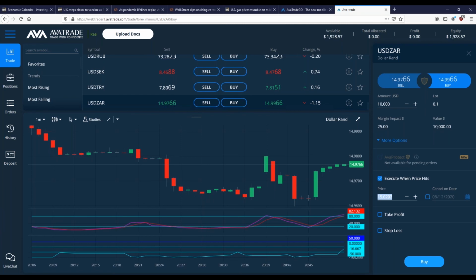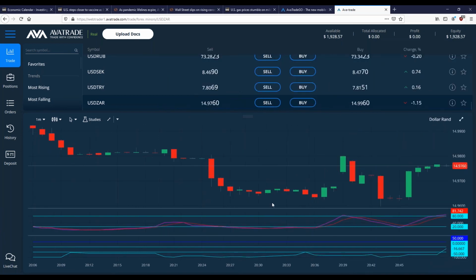I don't have to call it a buy limit or a buy stop. I know I'm buying. I clicked buy. I tell it the price I want to buy from and click buy, and it prepares the pending order as the right type, as a buy limit. So it simplifies things here when you're setting things up from the web trader.